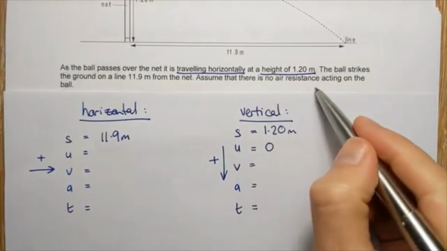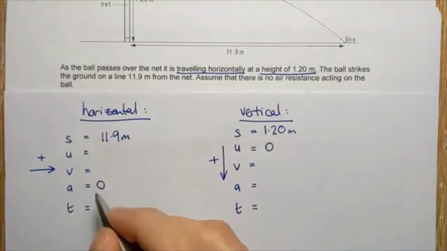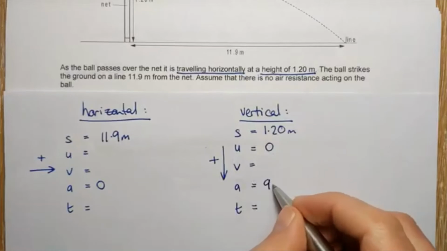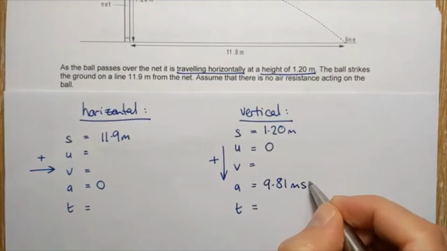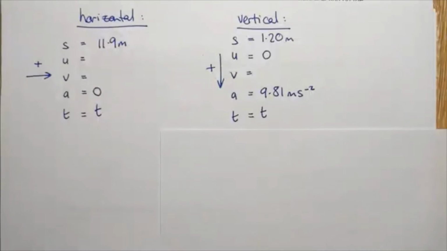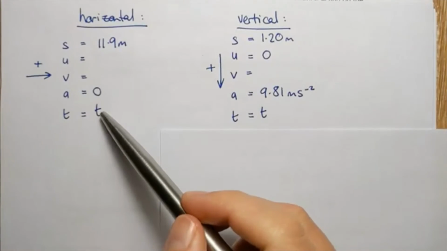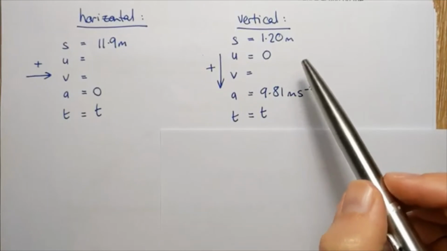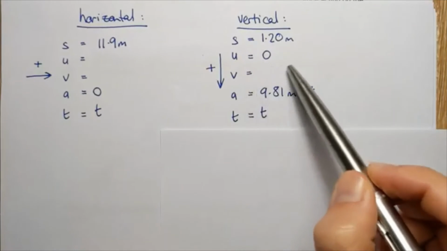Assuming that air resistance is negligible, we've got no acceleration in the horizontal direction, and gravity is once again 9.81 downwards. In this question, T is the thing that we're looking for. We've only got 3 variables on that side, so we can't use that side, but we've got 4 here. So we're looking for the equation that doesn't have V in it.